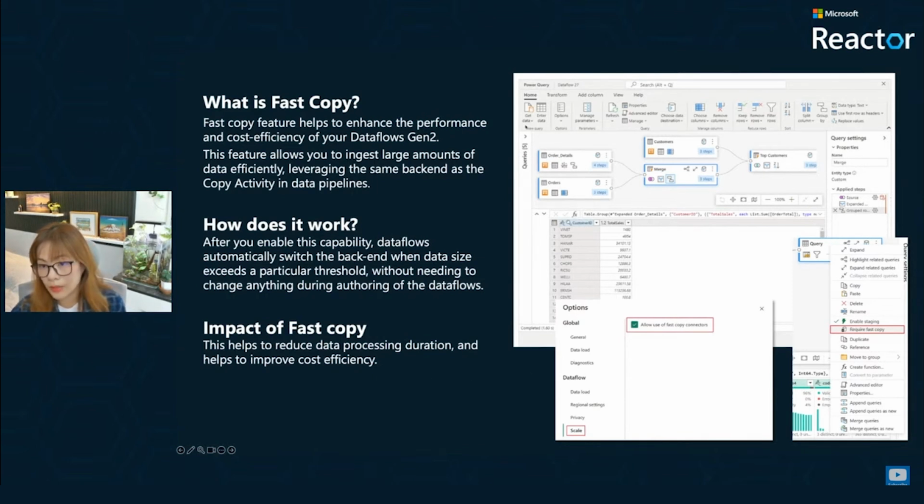In order to do this, when you go into your Power Query dataflows, go to Options, go to Scale, and enable this allow use of fast copy connectors. To go even further, you can also set some particular queries to require fast copy so that they would always be using fast copy and would only run on fast copy.